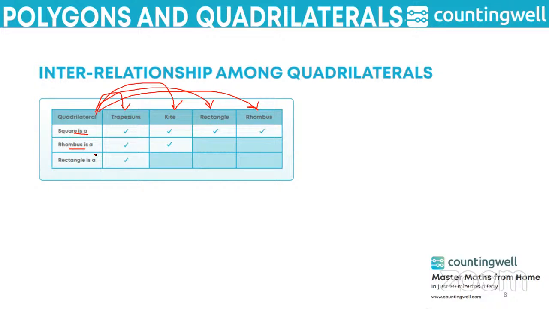Again, a rhombus can be a trapezium. A rhombus can be a kite. Or a rectangle is also a trapezium. But a rectangle cannot be a kite. A rectangle cannot be a rhombus.